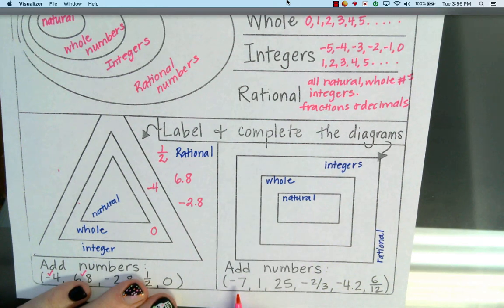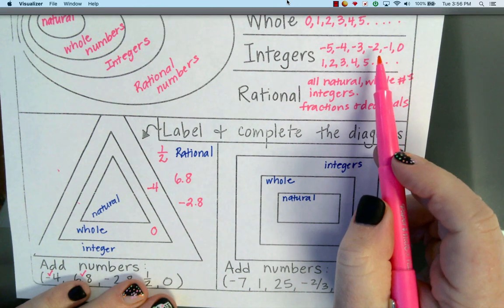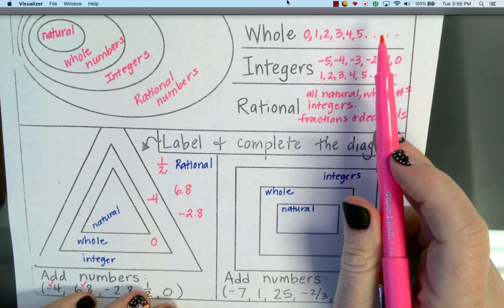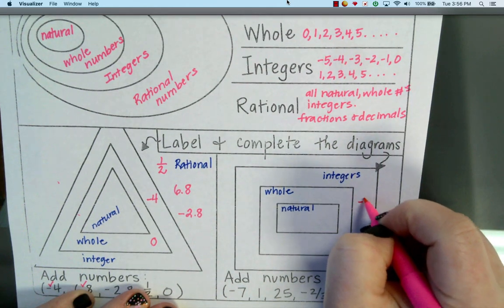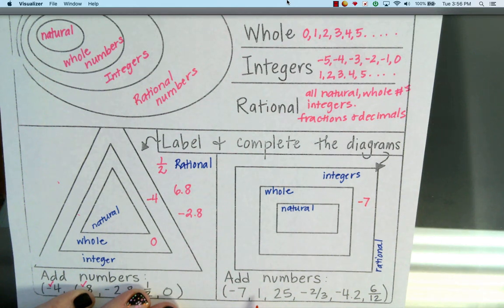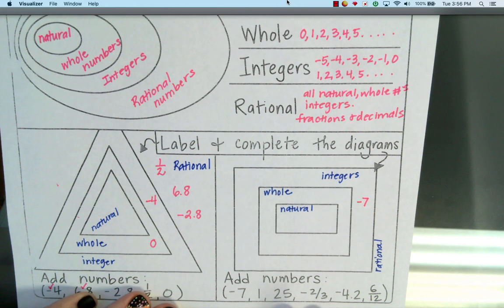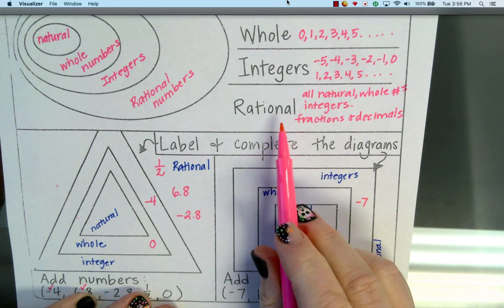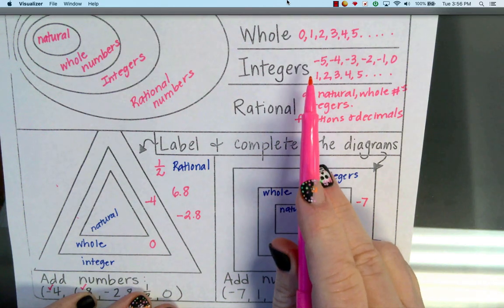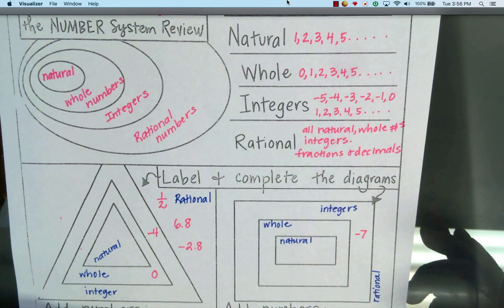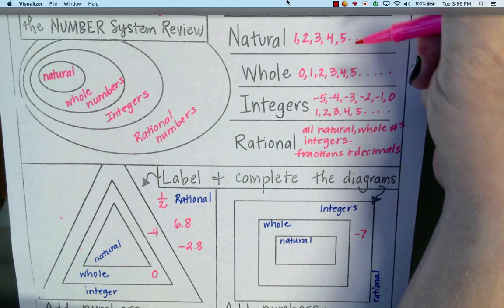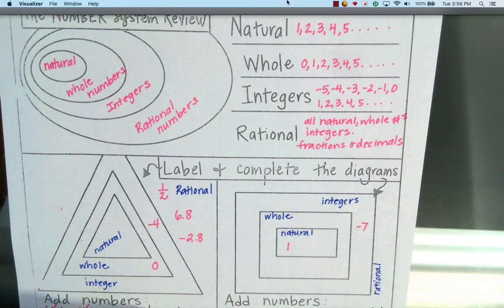-7, we know, is an integer. Okay, it's not natural or whole because it's negative. So -7 is going to be an integer right here. The number 1, let's look back up here. Well, number 1, it is rational. It's also an integer. It's also a whole number, and it's also a natural number. So if it qualifies for everything, it's going to go here in the middle.